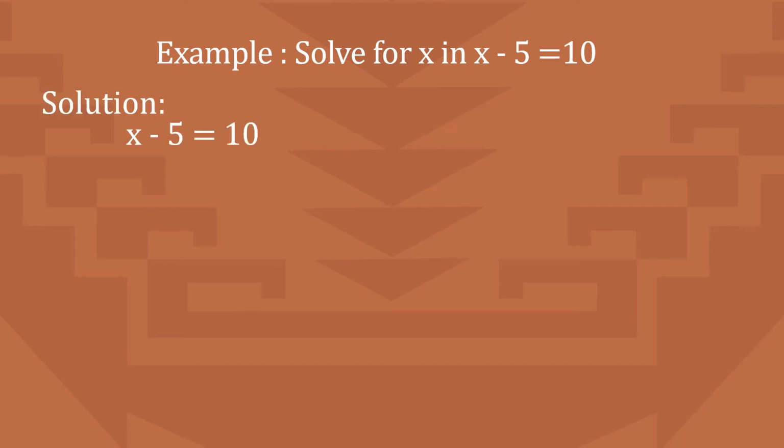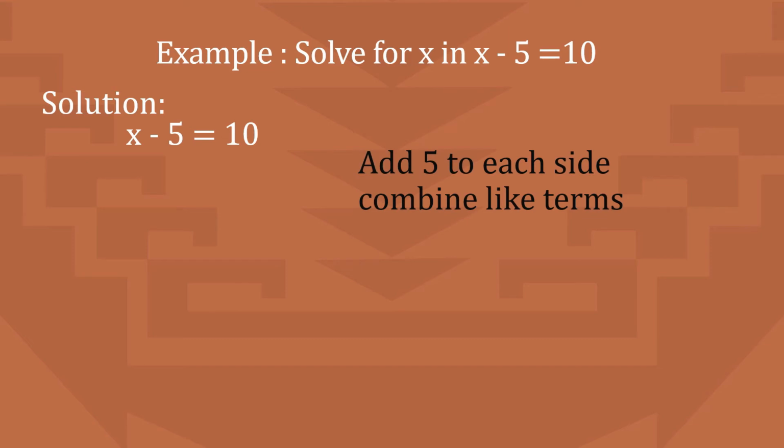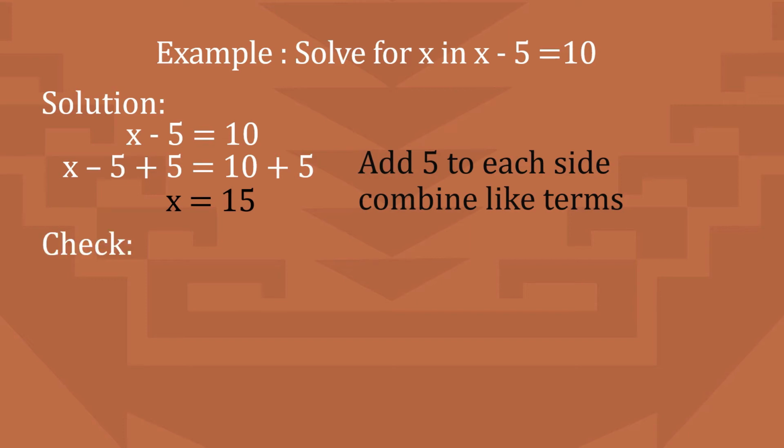Solution, copy the equation, x minus 5 equals 10. Add 5 to each side, combine like terms. It will become x minus 5 plus 5 equals 10 plus 5. x equals 15. Check.